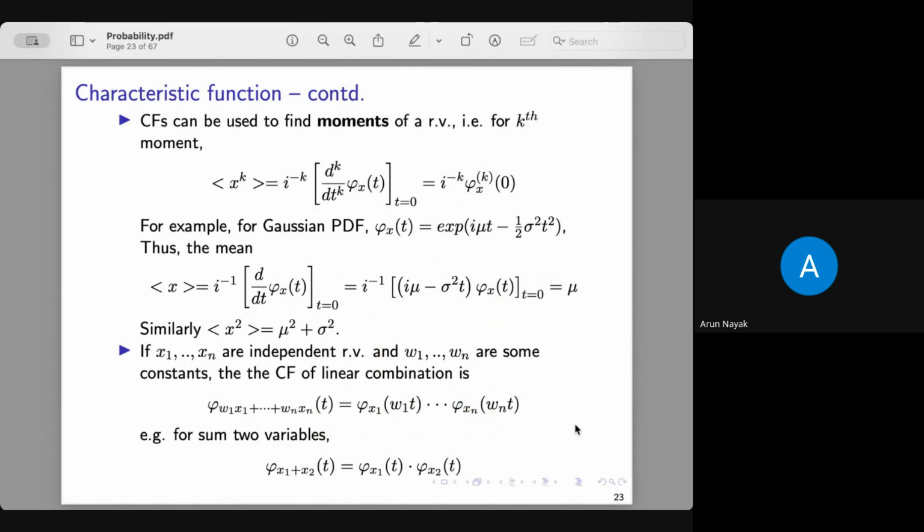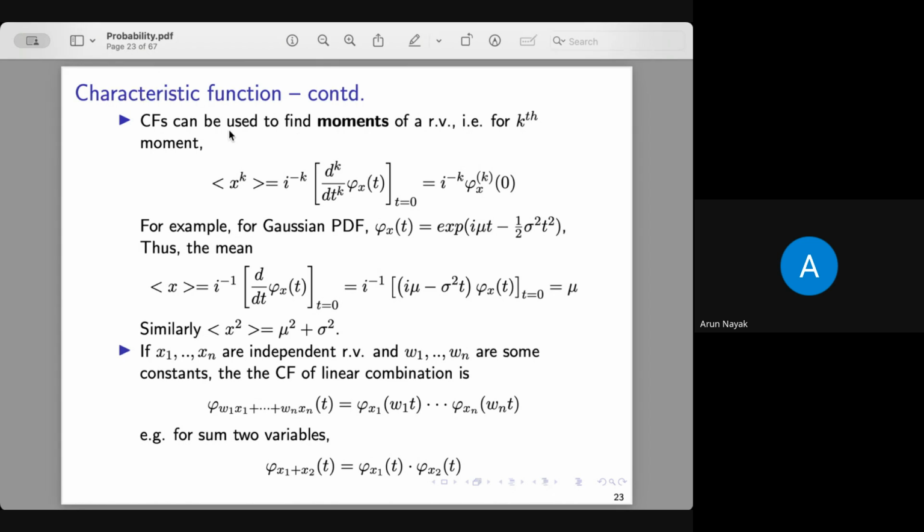Okay, and there are many properties of this characteristic function. I just listed two, which I think are going to be used in your exercise. So one is that if you have the cumulative characteristic function, then this can be used to find moments. Of course, there is also the moment generating function, but the moment generating function may not be available for all the PDFs. But even if moments don't exist, the characteristic function should exist for all the PDFs.